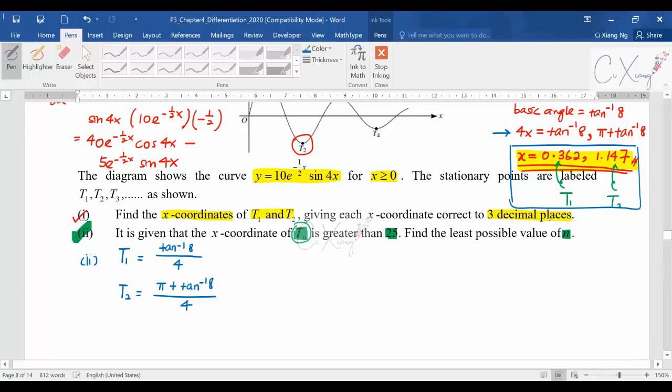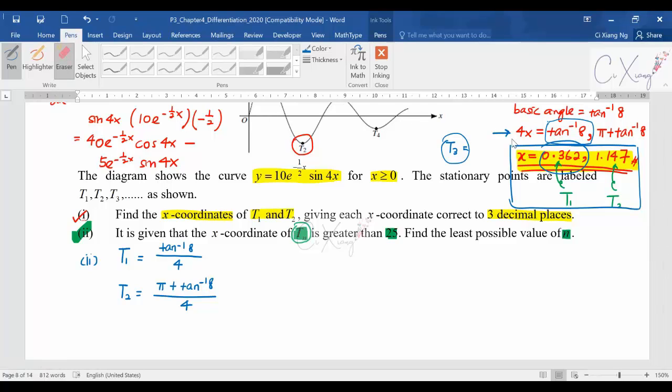Okay, so now can you imagine if I want to find out T3, what is the next formula? Okay, so to find out T3, you have to take T1 plus 2 pi. That means it is one round after T1. So when you want to take T1 plus 2 pi, that means you need to add the 2 pi back here. So this one plus 2 pi divided by 4, then you get the T3.